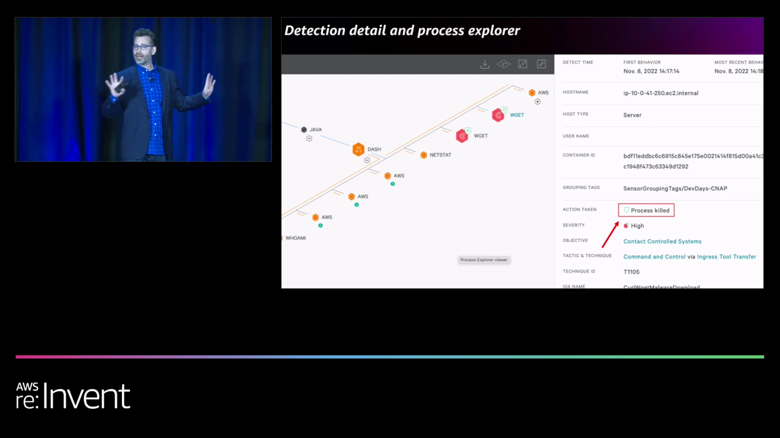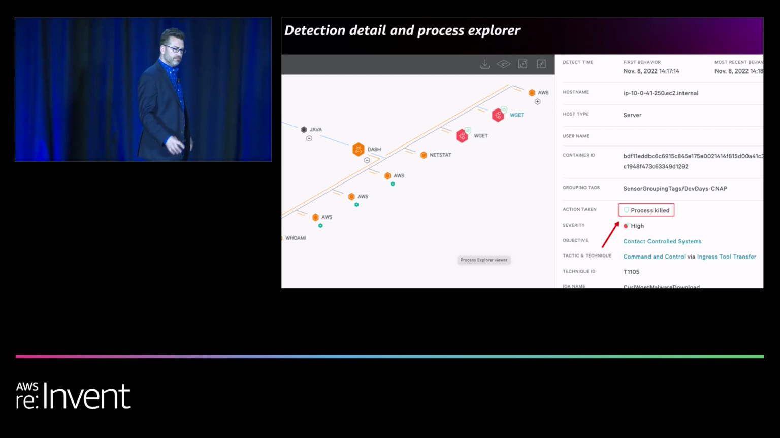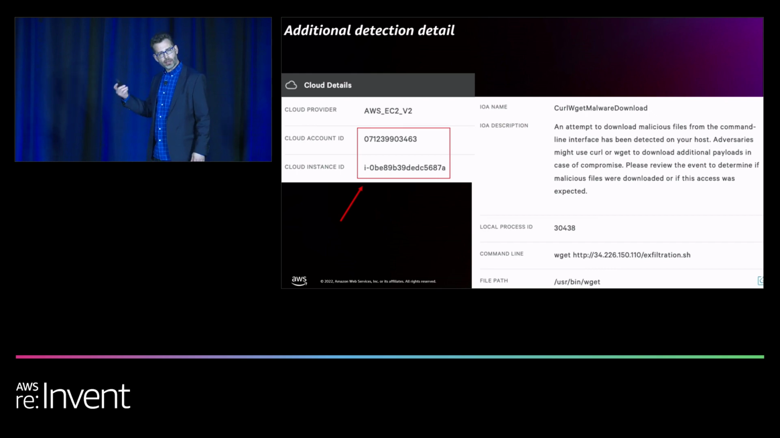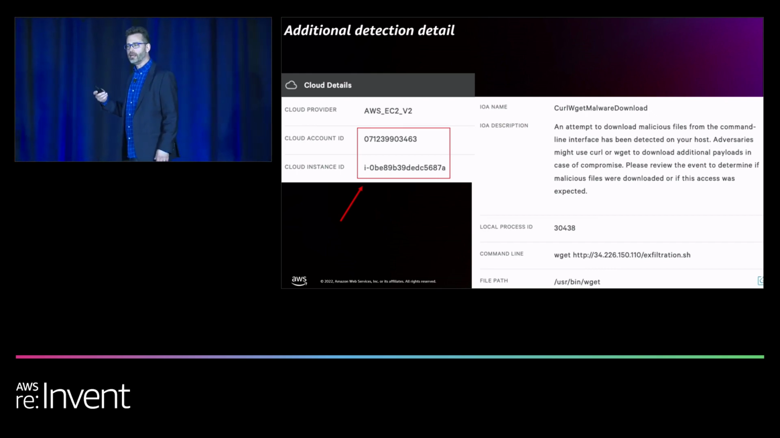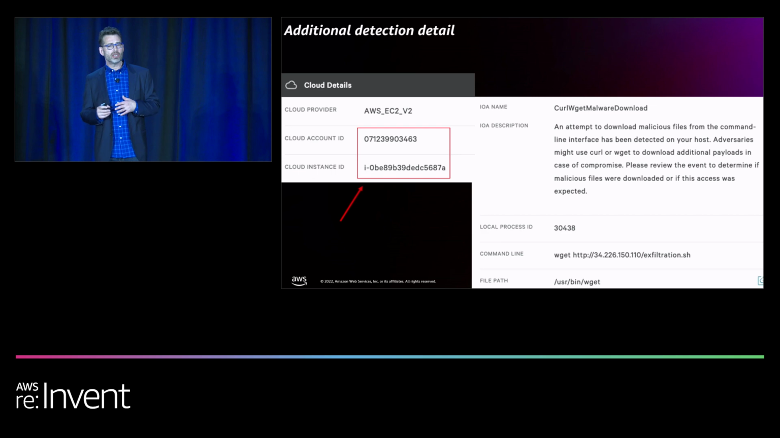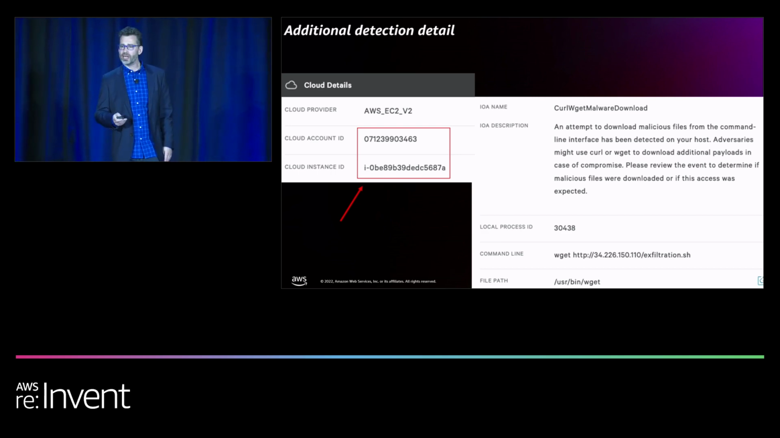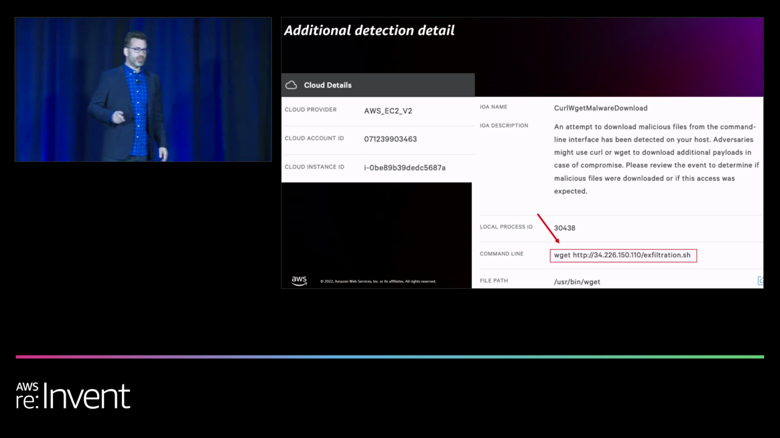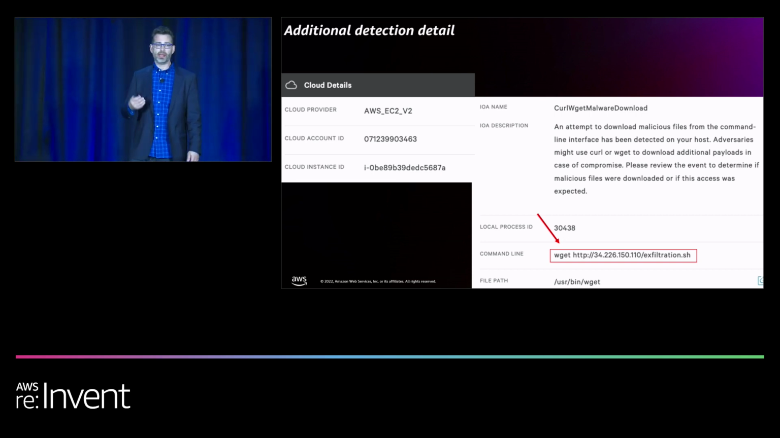Now, this is without any additional configuration, no manual intervention. That process was killed. And we can scroll down further and see the cloud account ID and the instance ID. Again, you might be running in a multi-account environment, so being able to focus your investigation to see exactly where the problem is really critical to save time and act quickly. And you can also see the specific command that was issued with that wget process.